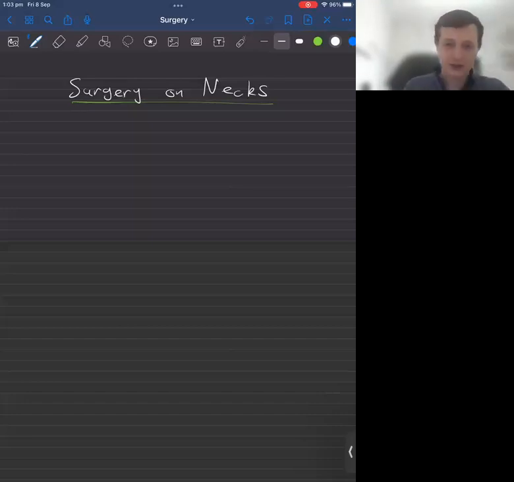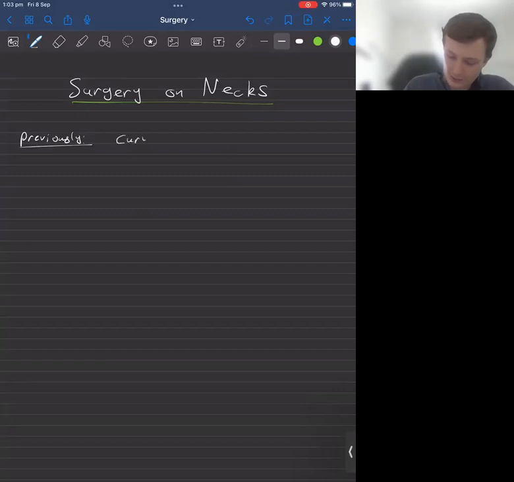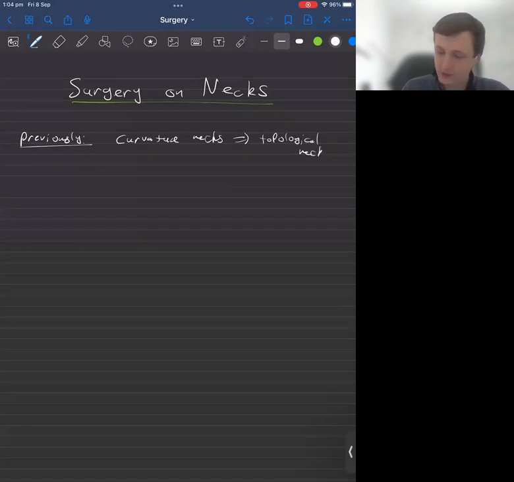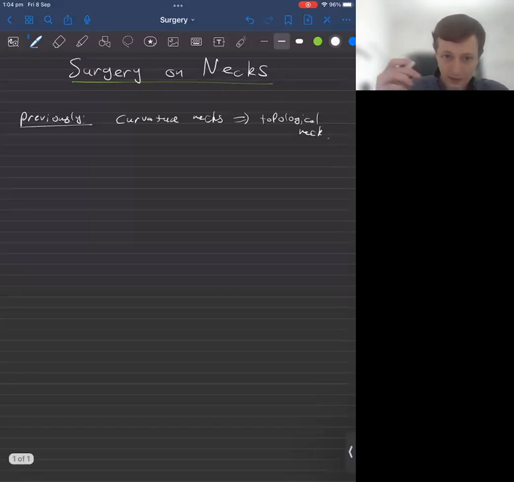So, surgery on necks. Last time we detected necks. Previously we showed that curvature necks imply that there's some sort of topological neck, so you can parameterize locally by a cylinder. Today, we're going to develop a surgery technique on necks.